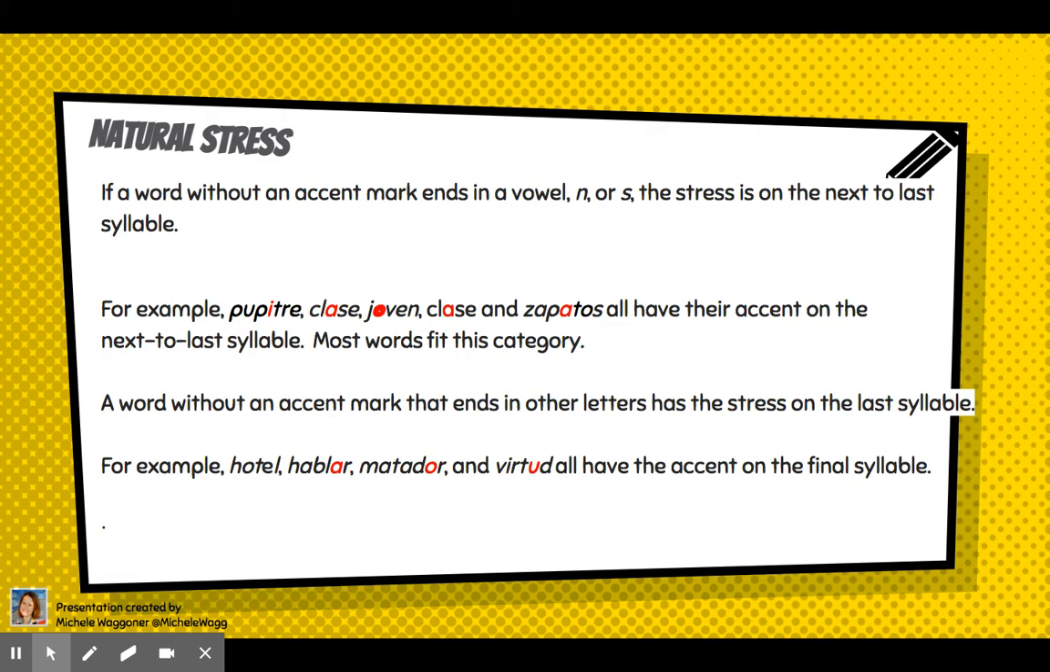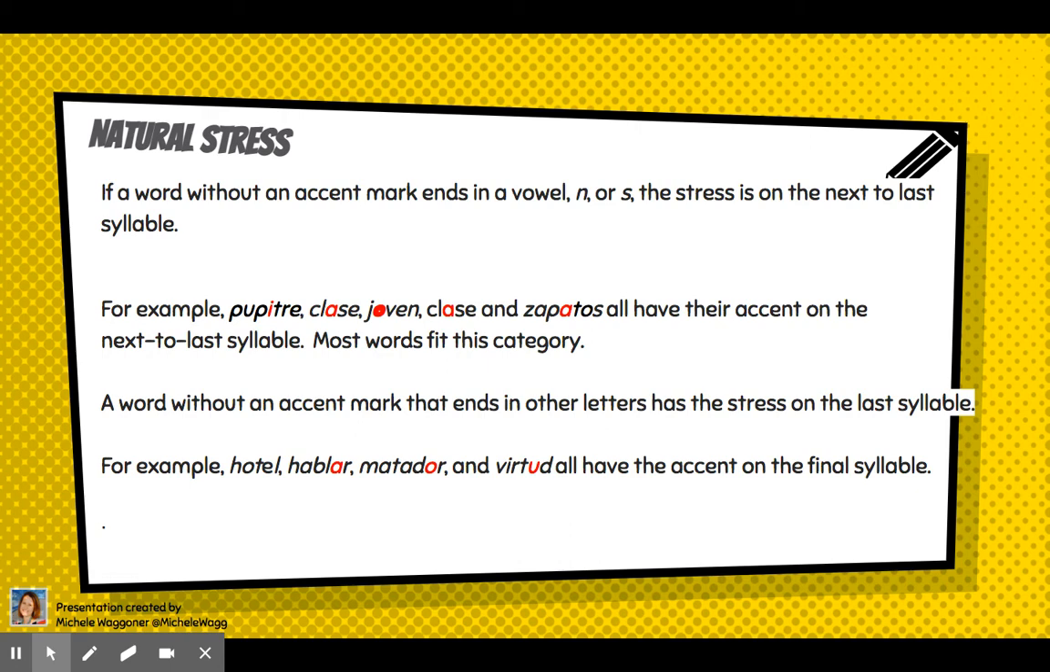Same for the next one, joven. Joven. Okay? Clase. And then zapatos, we can see here that it ends in S. So the stress is in the next to the last syllable. The syllable that needs to have the stress will be pa, right? So zapatos. Okay?